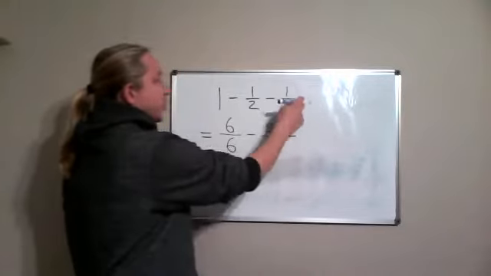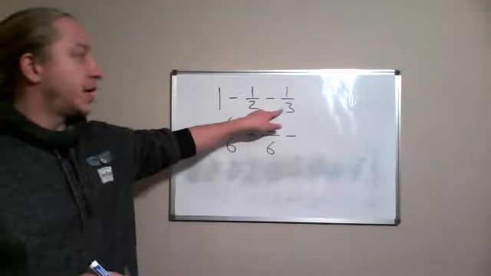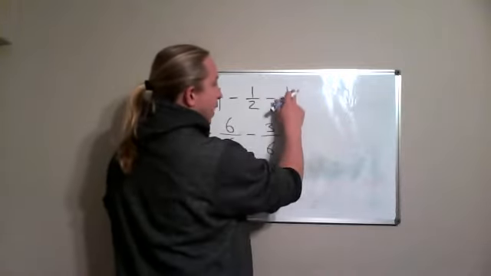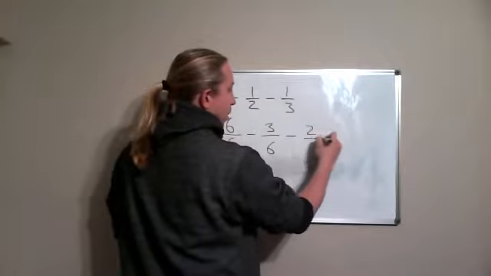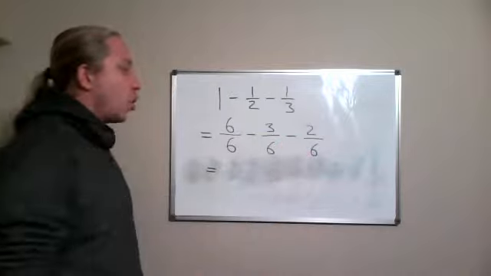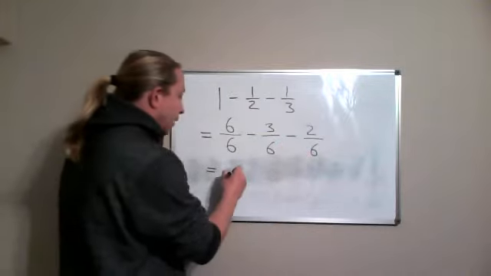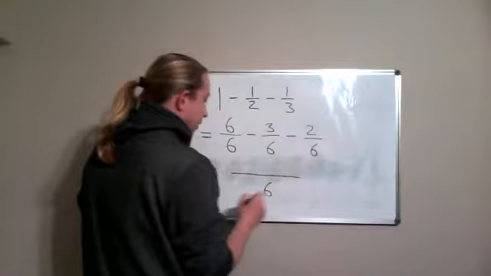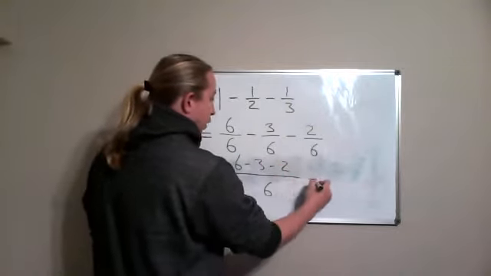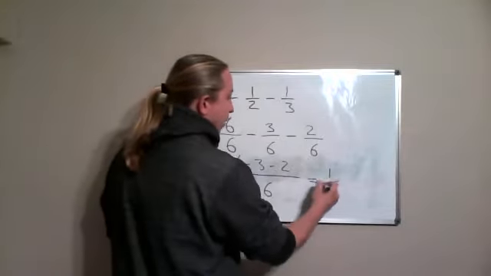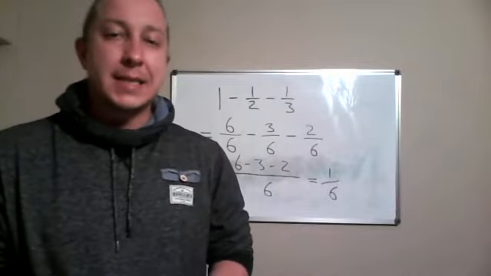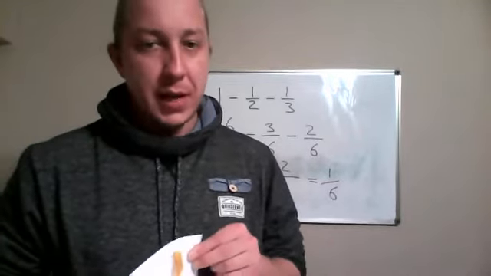And then this third, how do we turn this denominator 3 into a 6? Well, we multiply by 2. Multiply the top by 2, we get 2. Multiply the bottom by 2, we get 6. Now we have all common denominators. Now we can subtract. So we put a common denominator of 6, and we have 6 minus 3 minus 2, and that will equal 1 out of 6. So there's 1/6 of the hot dogs left, whatever amount they had.